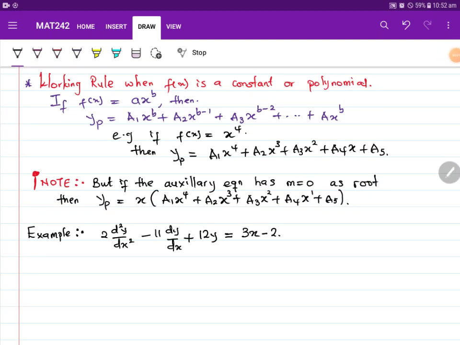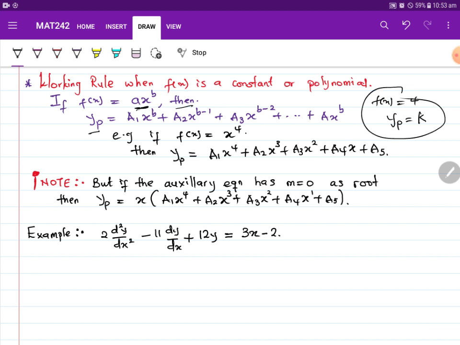Okay. Now, working rule in solving our second order inhomogeneous equation, we were able to look into when f of x is a constant in our last video, and here we'll be looking at when it is a polynomial. Now, if we look at the definition, if f of x is ax raised to power b, that's a form of polynomial, then the yp, in terms of constant, when f of x is a constant, we said yp is equal to k to be representing the constant.